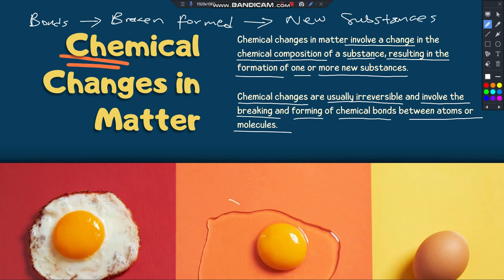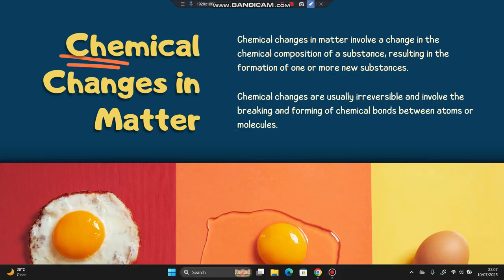You can see from this substance over here, it transitions to become an entirely new substance, which is this one over here. Now when this happens, it is usually irreversible, or the new substance that is formed cannot be reversed into the old substance that started the reaction. That's an example of a chemical change in matter.